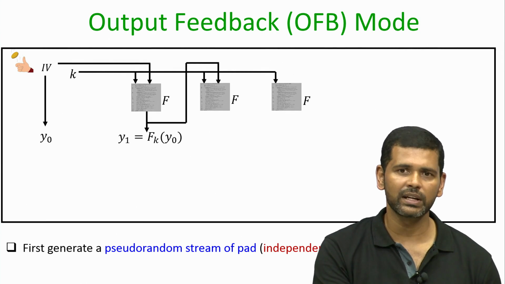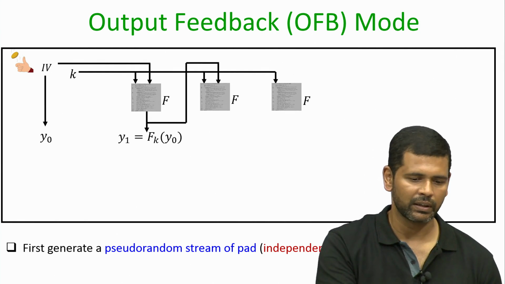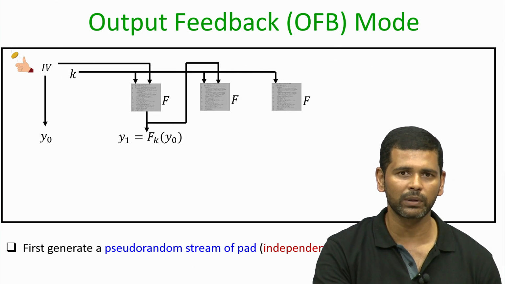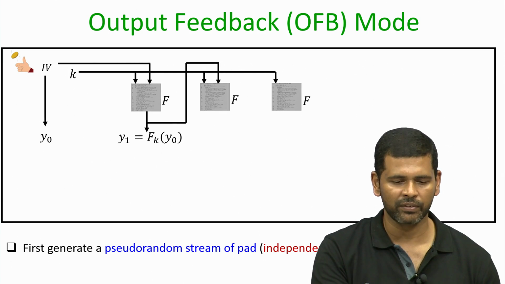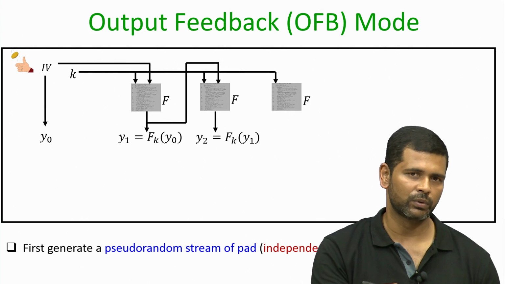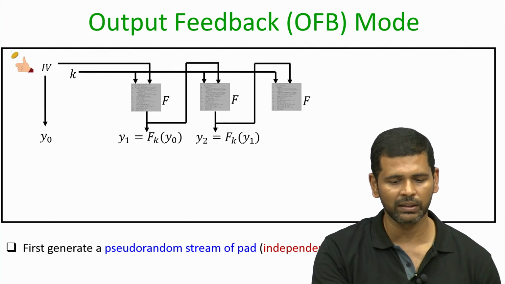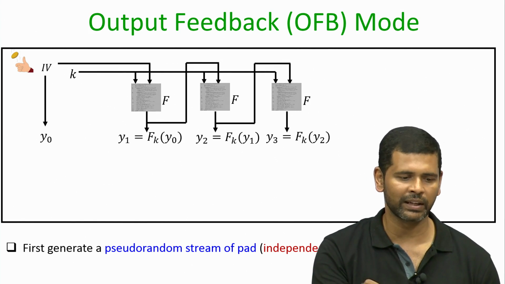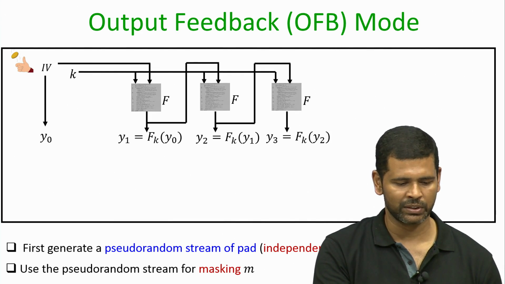But now this chaining is different from the CBC mode of encryption that we had seen in the last lecture. Here the chaining is independent of the message block, because as of now there is no actual plain text involved. So, the output y1 is fed as the block input for the second invocation of the function to obtain the second block of pseudo random stream of pad, which we could denote as y2, and then this is fed as the block input for the third invocation, and we can continue like this. So, this is how the pseudo random stream of pad is generated.